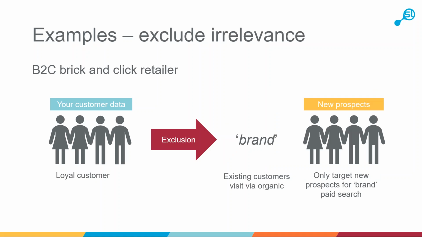So there are also efforts that we can make to exclude irrelevance and save money and put the money into areas that work better. So in terms of a B2C context, we might have very loyal customers, and we can define that as an audience. We can exclude them from brand paid advertising. So we can rely on them clicking organic results and coming to us anyway without having to pay on a brand click.